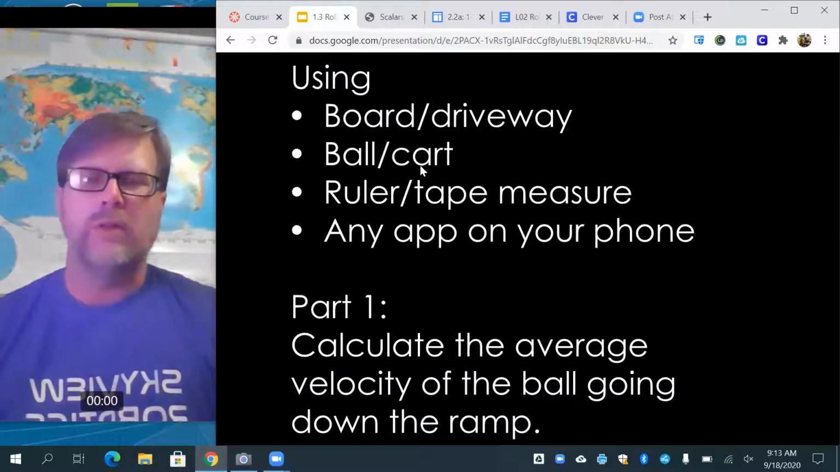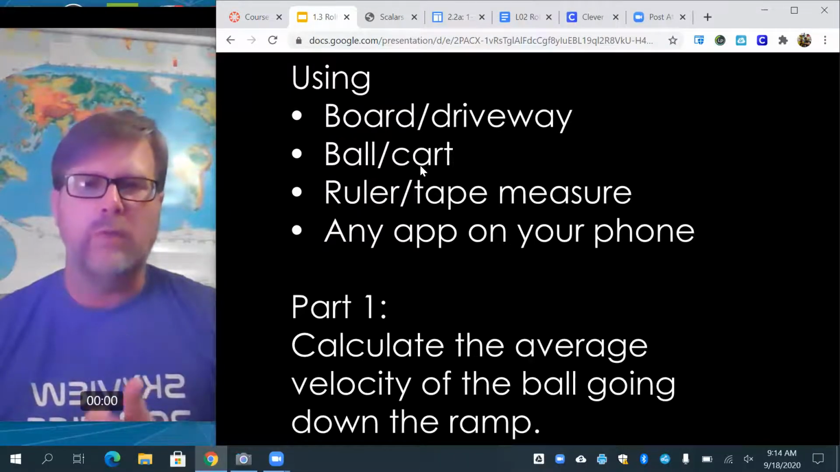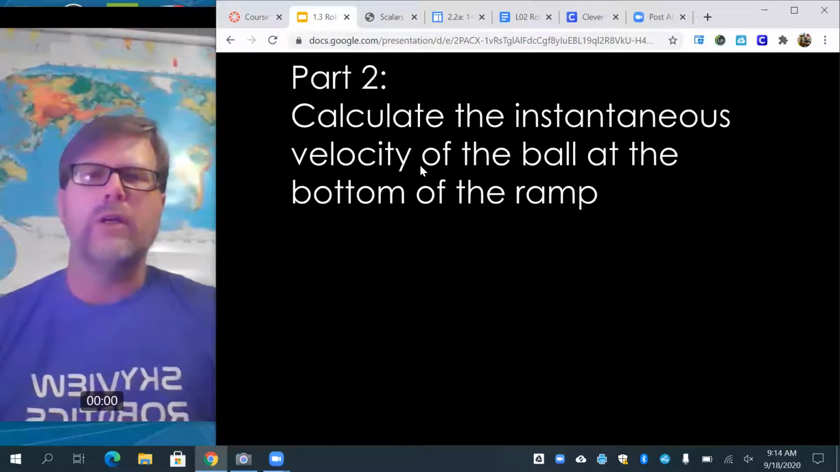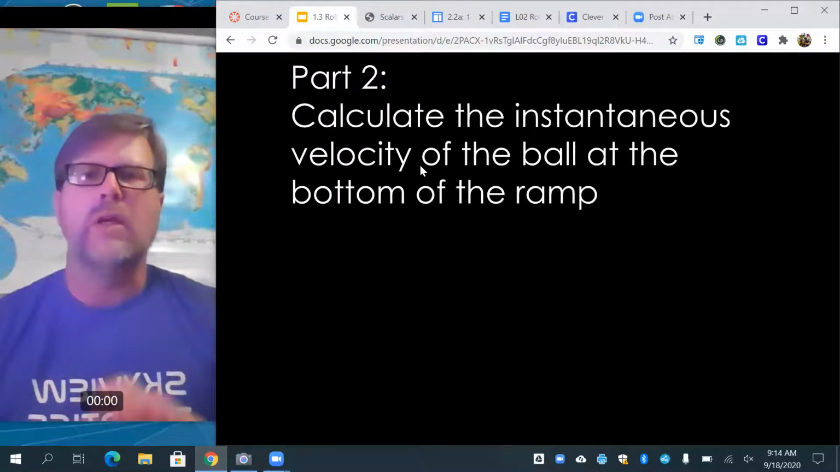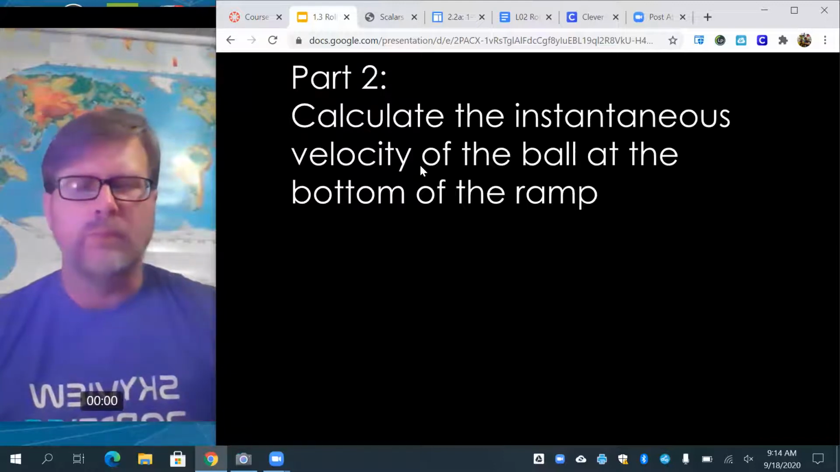It's up to you to determine which app is going to work best for you in this process. All right. So part one, you're going to calculate the average velocity of the ball going down the ramp. That should be pretty straightforward and easy, especially considering the last homework we just did. Part two is a little bit bigger of a trick. You have to find the instantaneous velocity at the bottom of the ramp. There's about 3 different ways to do this, and I want to see how you decide to solve this problem.